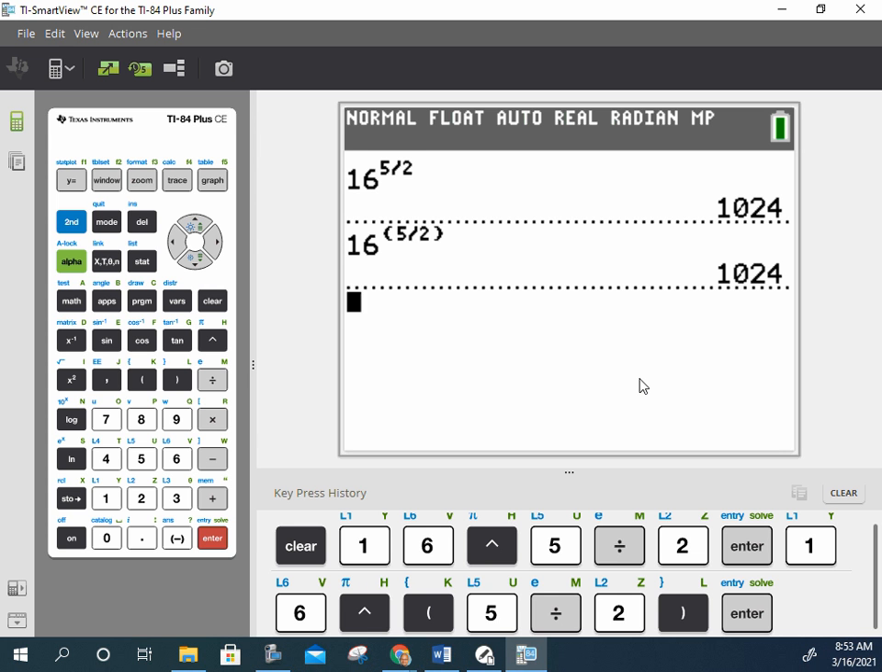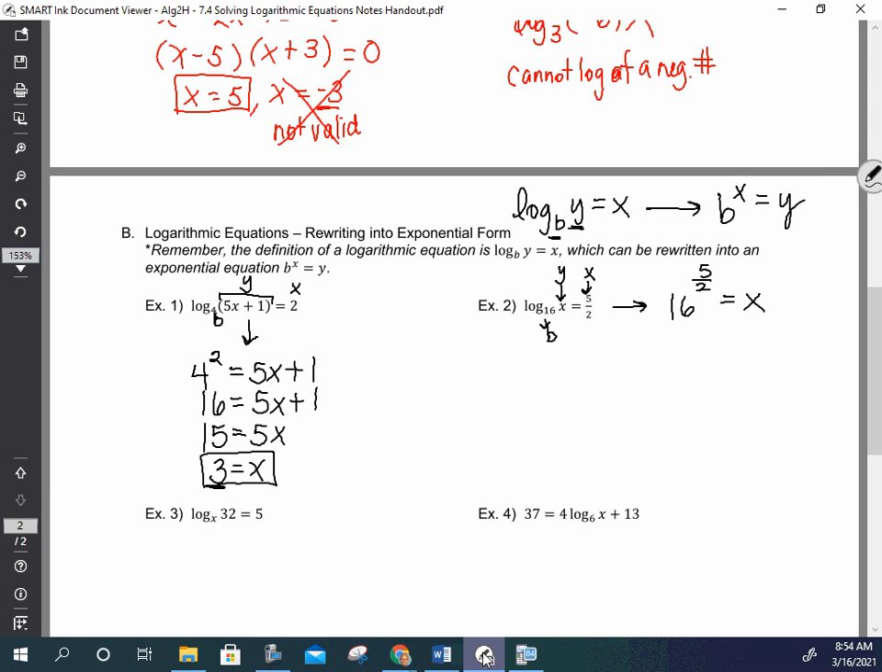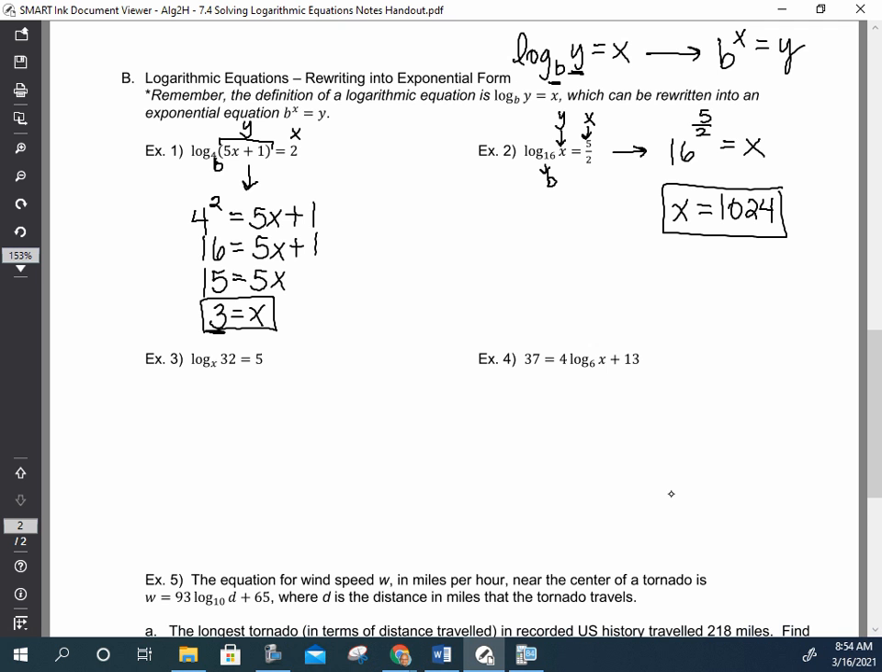So if you've got a fraction as an exponent, don't be afraid to go ahead and throw that on the calculator, get it taken care of. So x equals 1024. Any questions, example 1 or 2? So far, so good. All right. Now let's keep it right on moving.